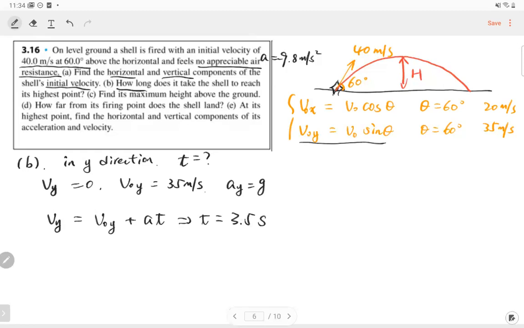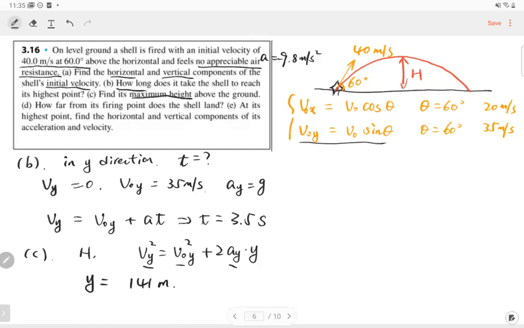Part C: find the maximum height above the ground. To look for the height, that's the displacement in the y direction, right? We already know three parameters in the y direction, so we only need an equation including the displacement. That's fine. So let's use the equation vy squared equals the initial velocity squared in the y direction plus 2 times a_y times y to solve for the displacement. We know the acceleration, the final velocity and the initial velocity, so the displacement will be 141 meter.